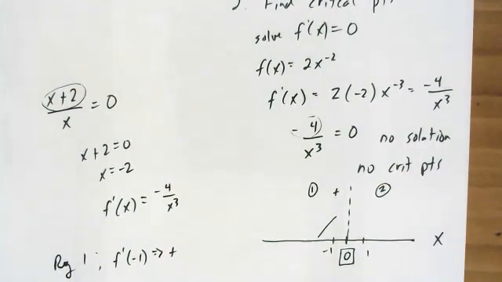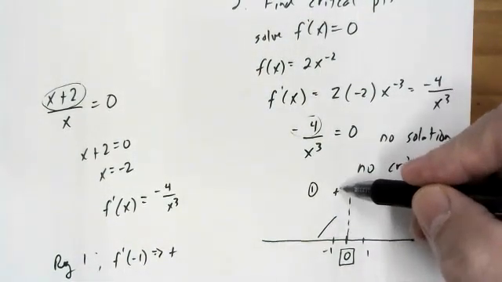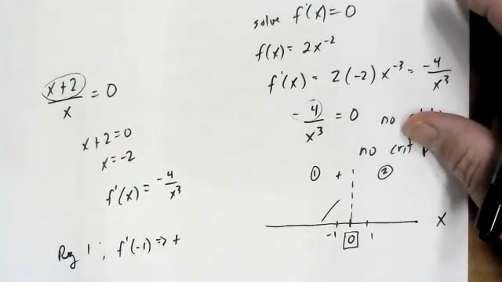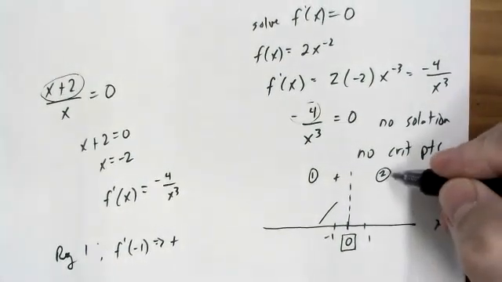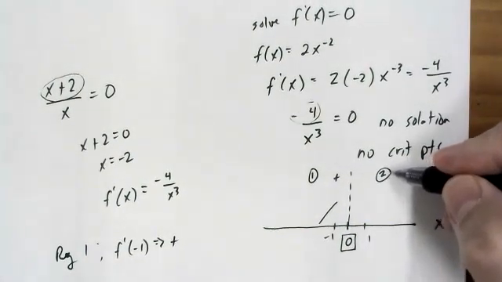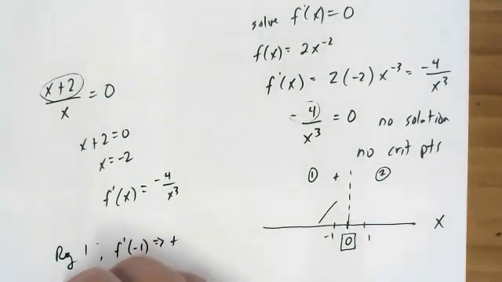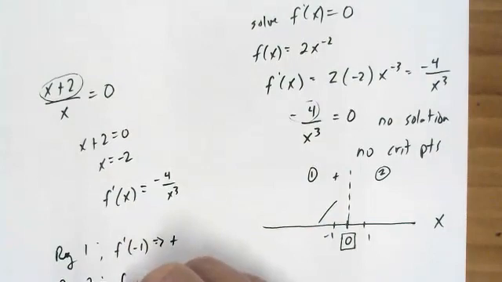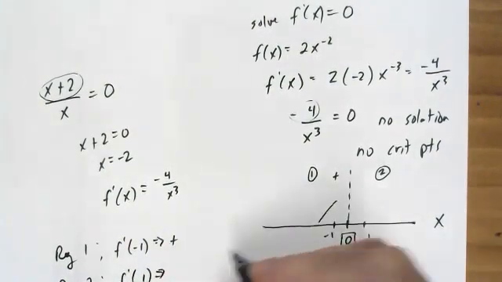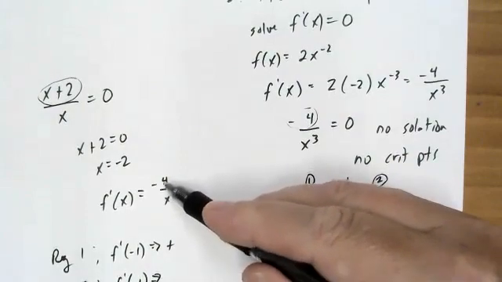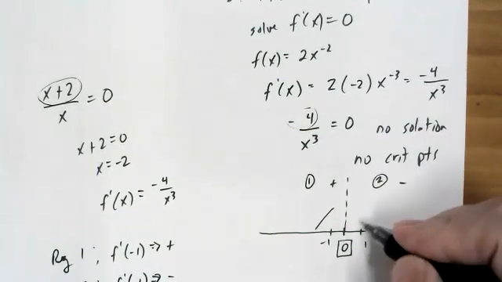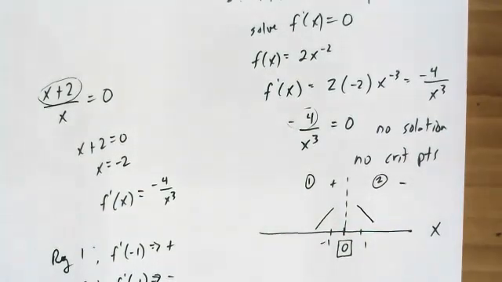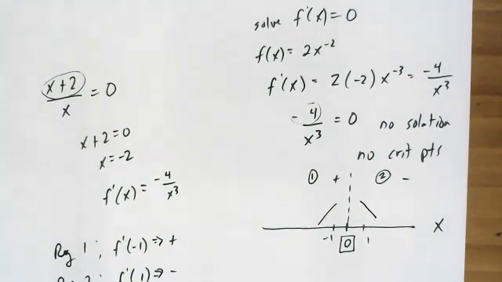So anyway, region 1, I've determined it's a positive first derivative. The function's increasing, it's going up. Region 2, I choose a test point of 1. So I plug 1 into here, and you have -4 divided by 1. It turns out it's negative. Region 2 is a negative region, and so we have a negative slope. It's a decreasing region.